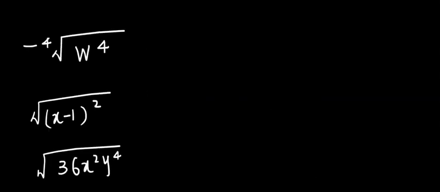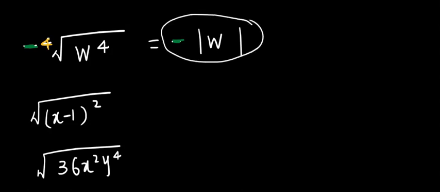Remember to use your absolute value in a situation like this. So this is w to the 4th power. When w has the 4th power and the index here is also 4, therefore, this time you're going to use absolute value. You're going to say negative because the negative symbol comes from here, and then absolute value, and you say w. Okay? That's the solution right here. Now, this time it's the square root. The index is 2. Therefore, we're going to say absolute value of x minus 1.